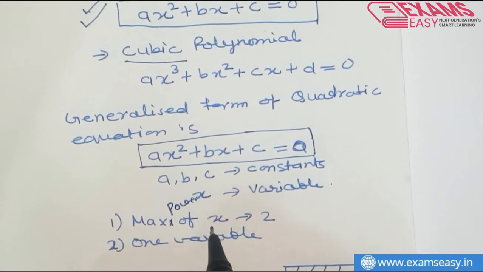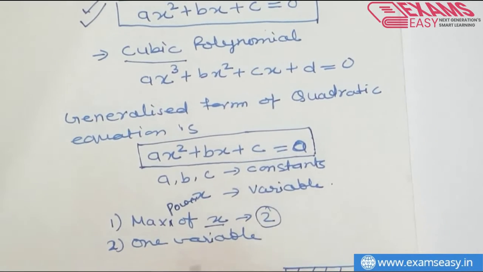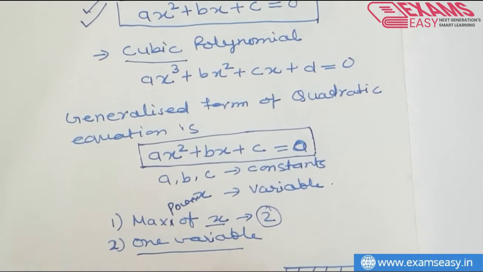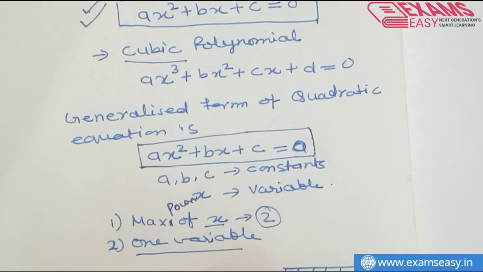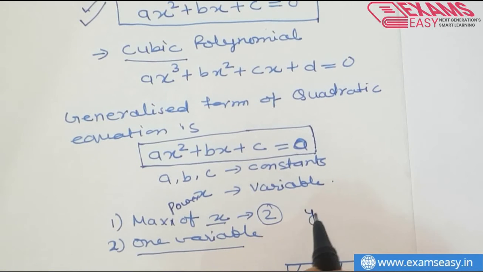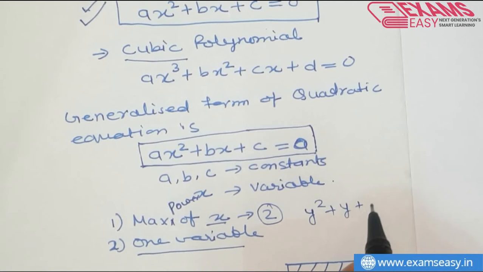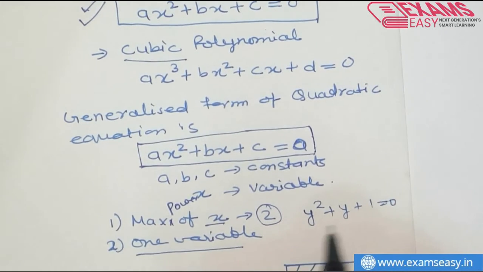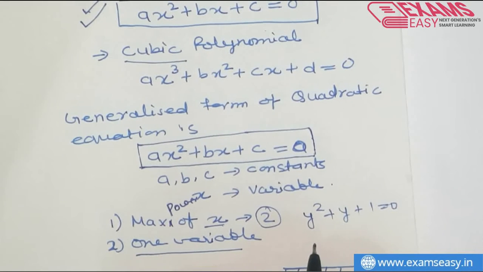So to identify any polynomial expression as quadratic, we need to focus on the maximum power of x being 2, and it must have one variable, that is x, or we may have y square plus y plus 1 is equal to 0. So it has only one variable. The variable can be x or y or any other alphabet. So to identify any given polynomial as quadratic, we need to see only these two conditions. So this completes our first concept.